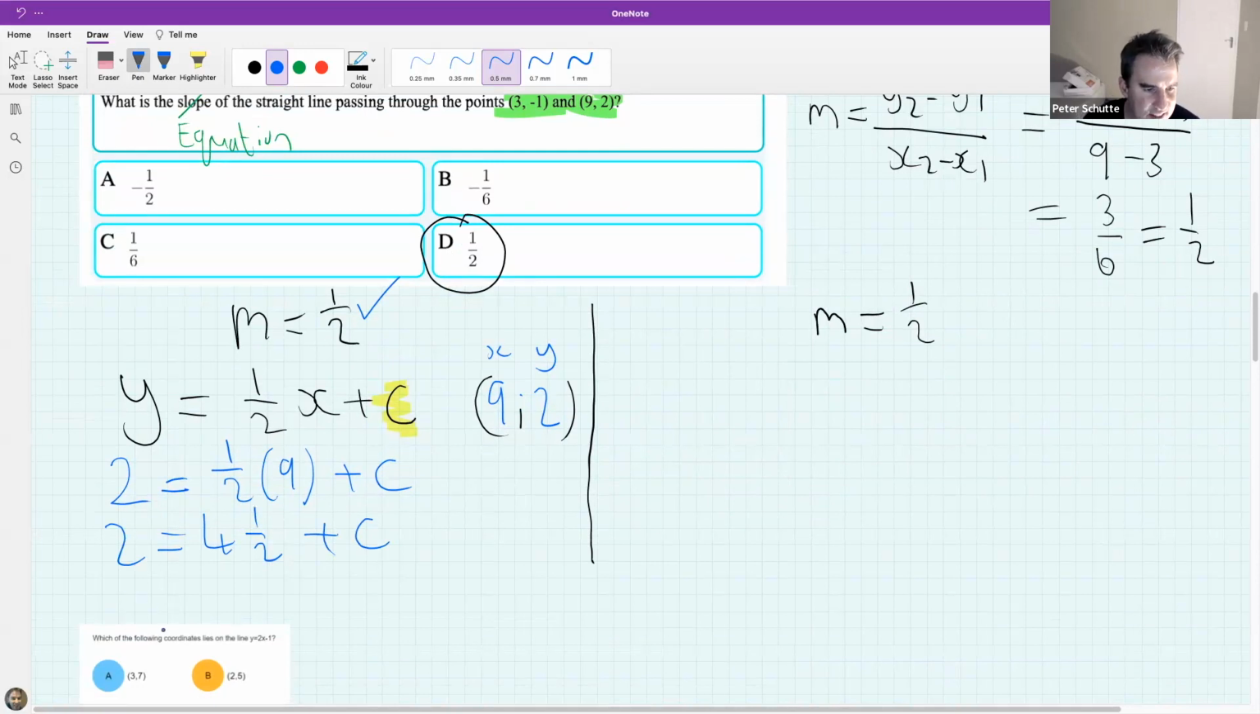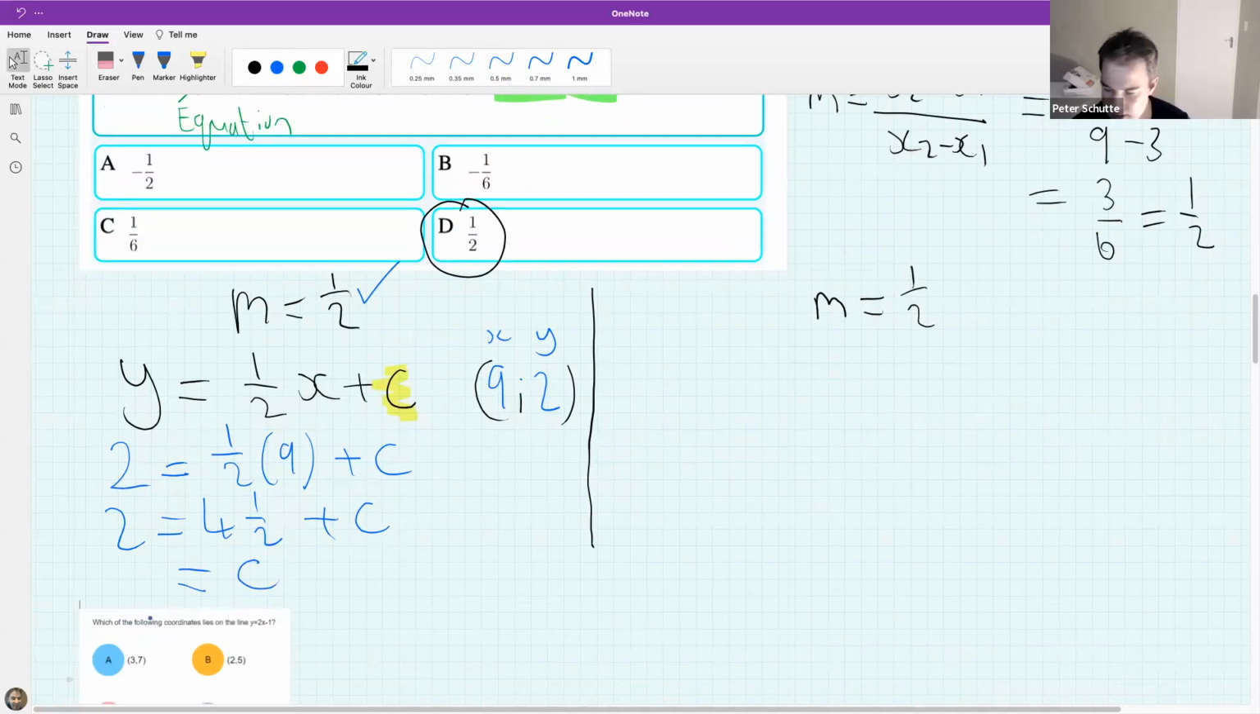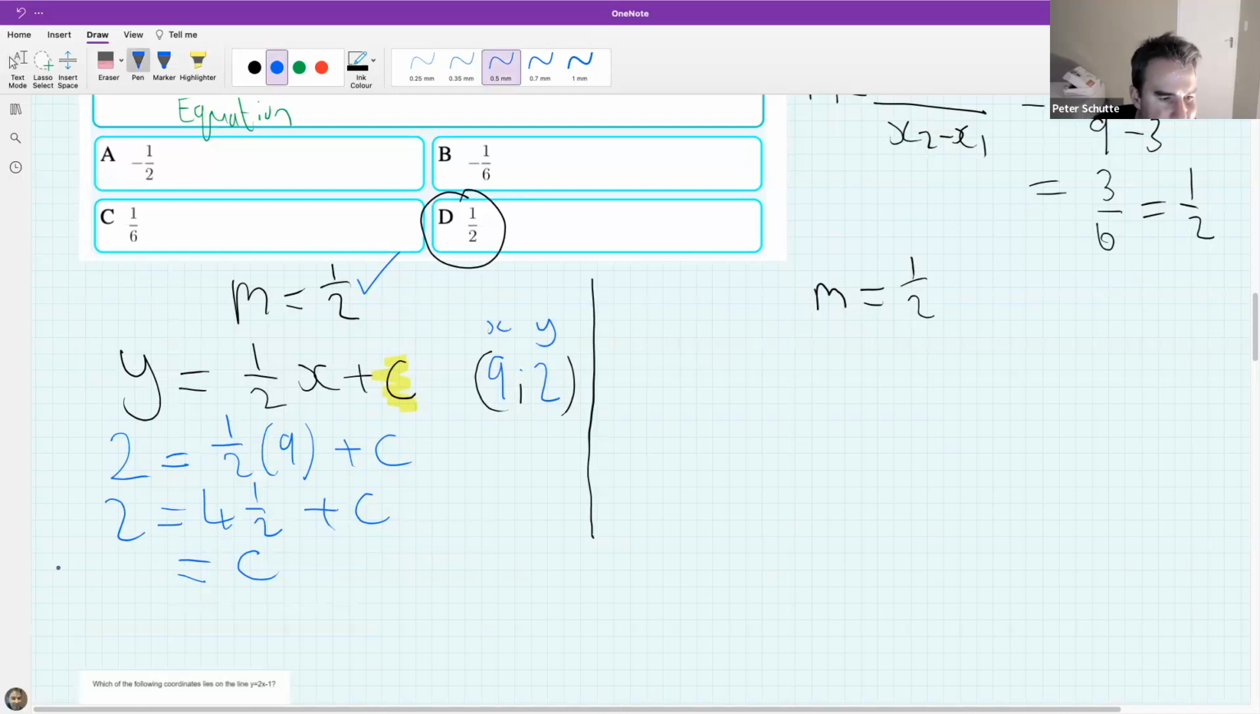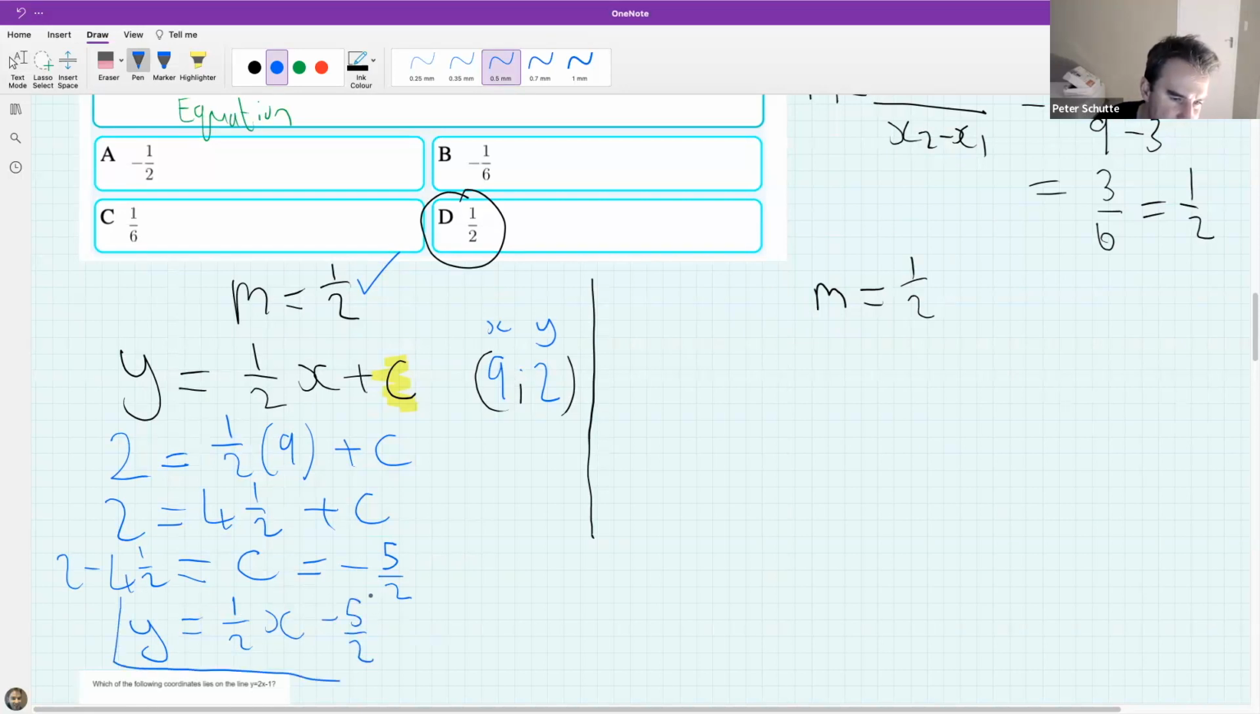So what is my c value going to be for this straight line? You can write 4.5, yes. So the c value is going to be 2 minus 4.5, which is minus 2.5 or minus 5 over 2. All of those are completely fine. And so the equation of my straight line would be y equals a half x minus 5 over 2, where the important things that you worked out were the gradient and the y-intercept.